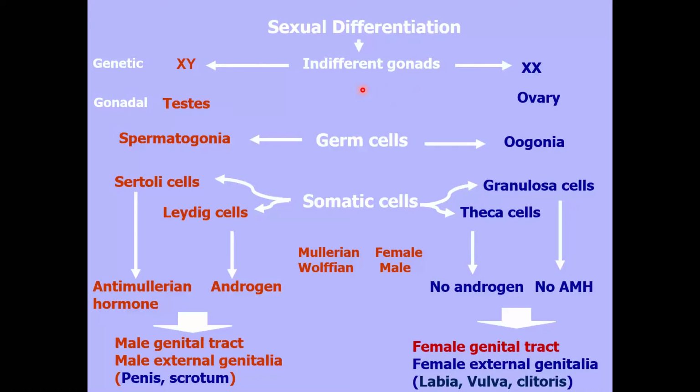Basically, and in short, in the absence of any hormonal stimulation, so if there is no androgen, no AMH, then the Mullerian duct will develop and the female reproductive system will develop. So this is default. Now, for the male reproductive system to develop, it needs a hormonal stimulation, and that is the androgen to support the Wolffian duct development, and the anti-Mullerian hormone, the AMH, to suppress the Mullerian duct development.